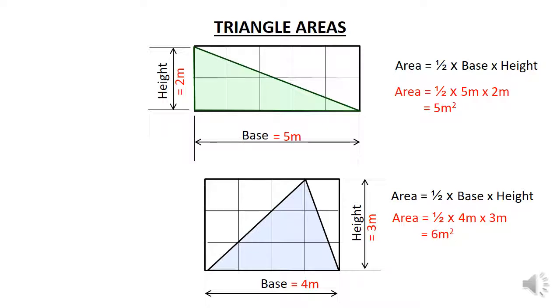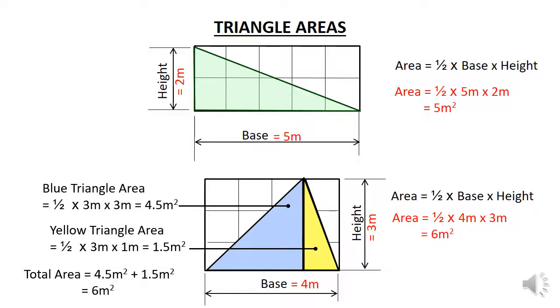This formula works for other triangles as well. So in the case below, looking at the blue triangle below, the base is 4 meters, while the height is 3 meters. So the area is 1 half times 4 times 3, which equals 6 square meters. This works because this triangle is basically two right angle triangles as shown here.